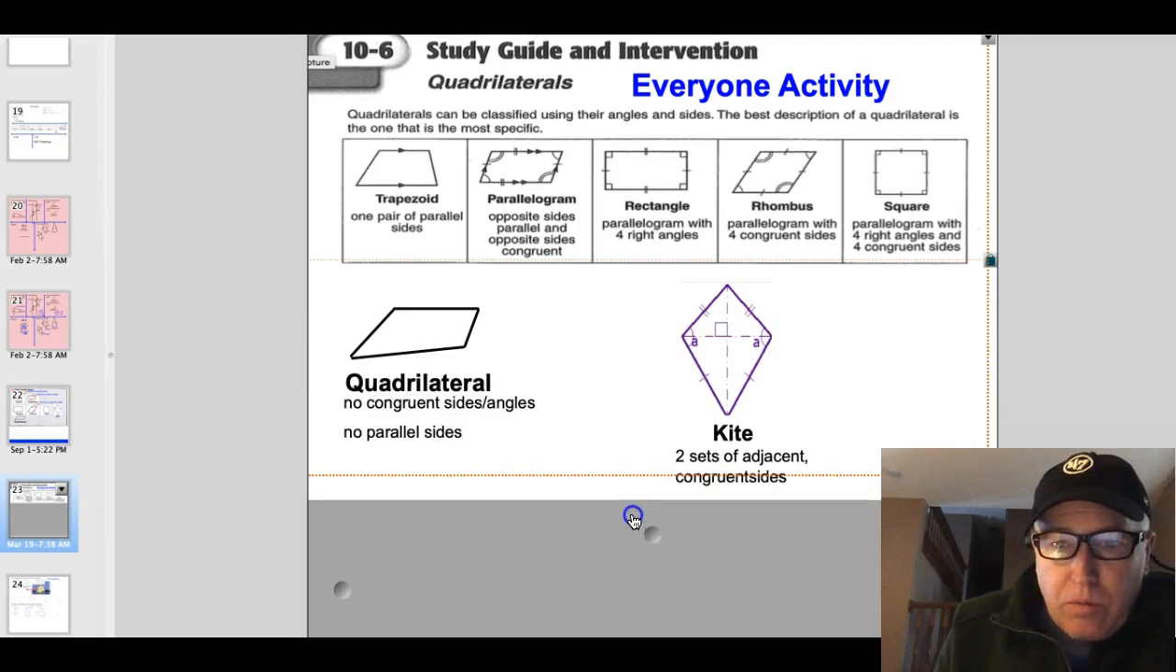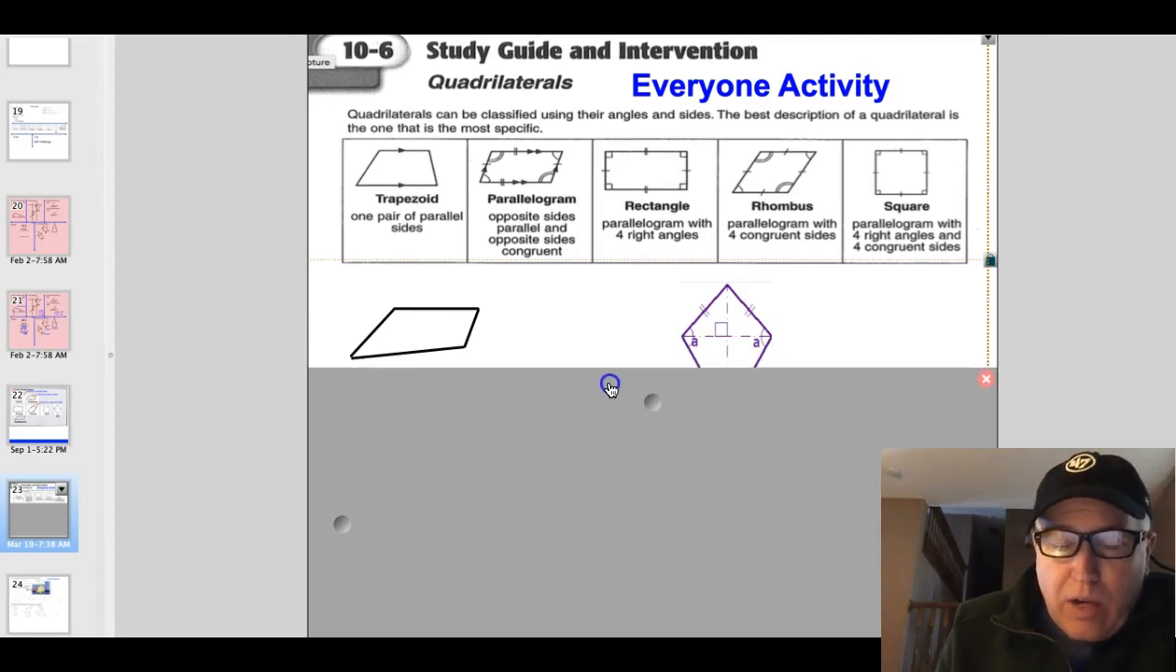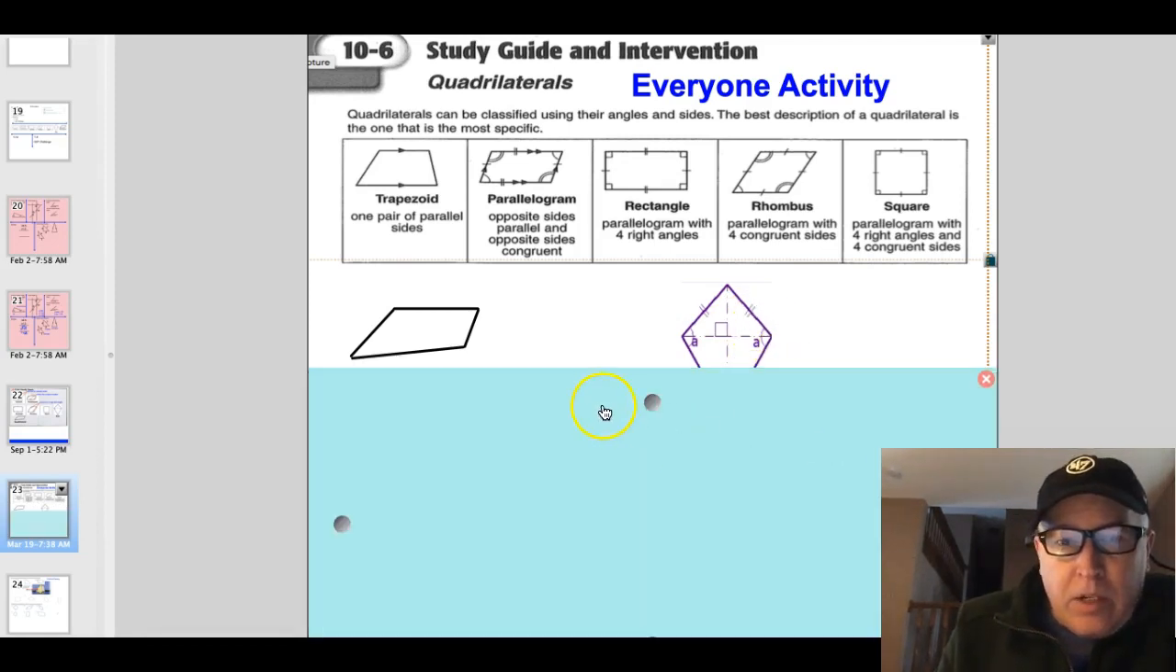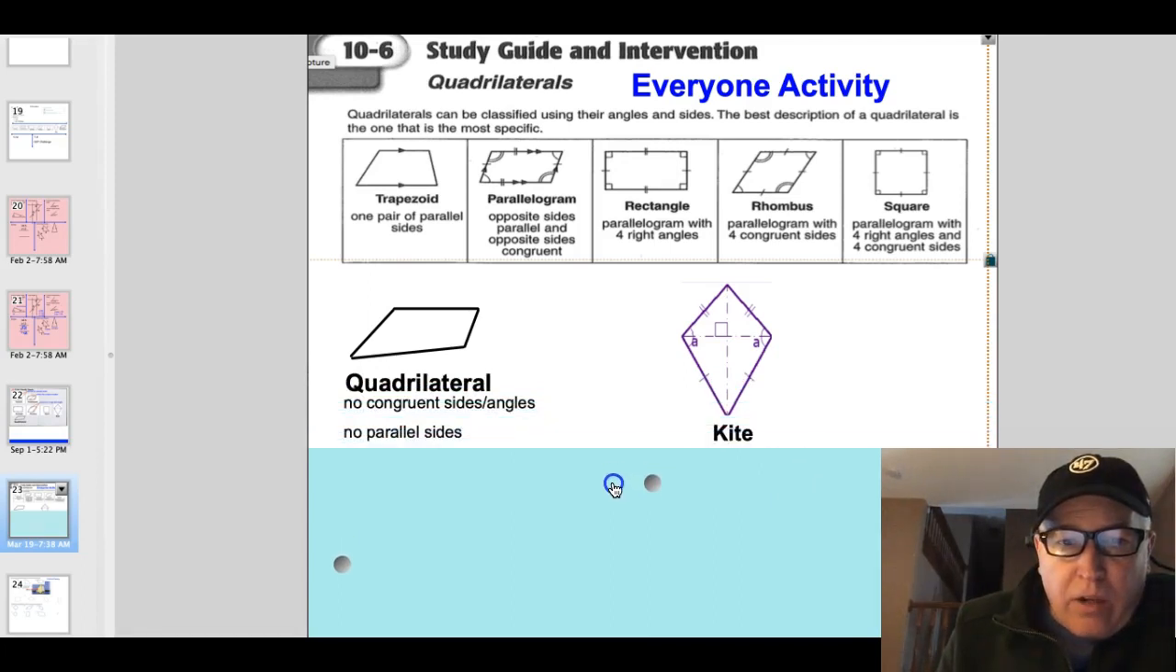All right, so go ahead and draw a quadrilateral and a kite and see if you can come up with a definition for those. All right, here's the definition for a quadrilateral. It's just no congruent sides, angles, no parallel lines. It's just 4 random sides put together into a shape.